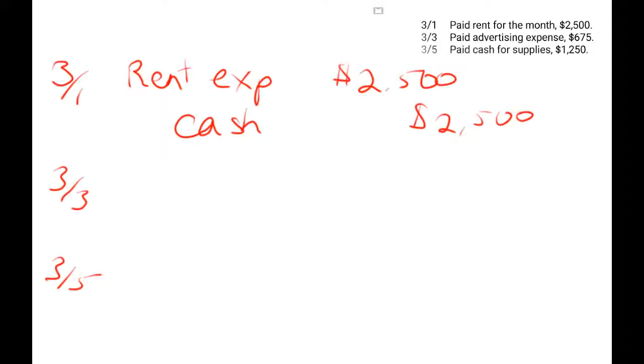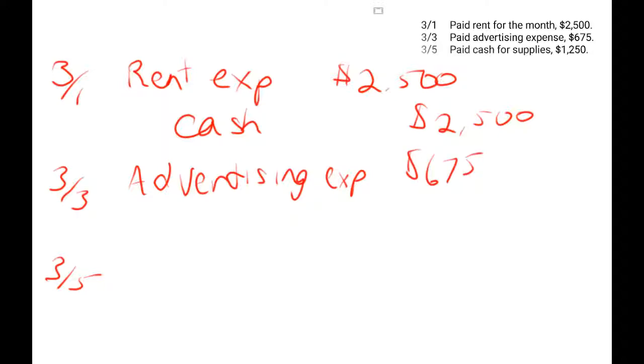On March 3rd, we paid advertising expense of $675. So that would be a debit to advertising expense of $675. And you would still be paying them in cash, which would be a credit to cash of $675.